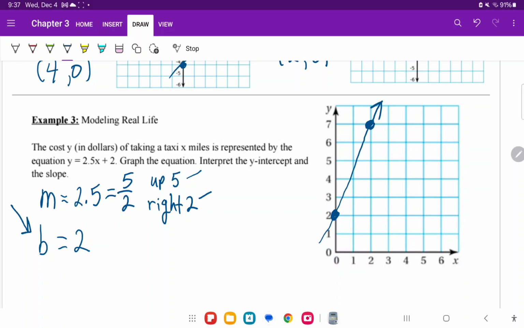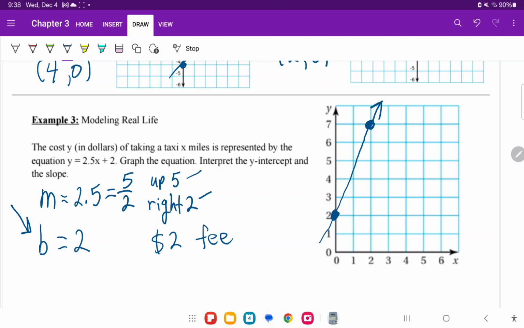And now we're going to interpret what that means. Whenever you're taking a taxi, sometimes there's a base fee. So everyone has a $2 fee, right? That's why it doesn't start at 0, like what we did before. This one doesn't start at (0, 0). It starts up here because there's a $2 fee just for getting into the taxi. You don't start at $0, you start at $2.